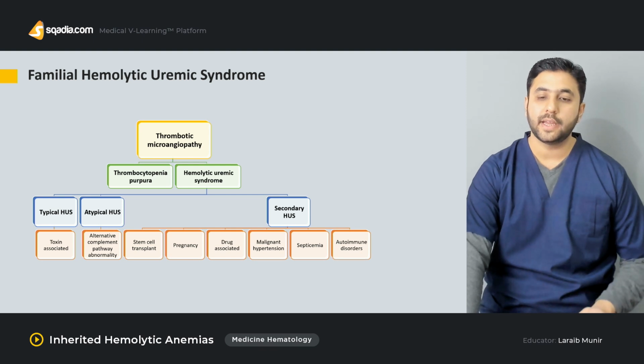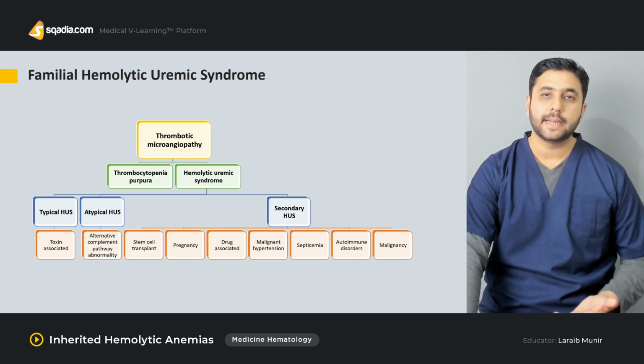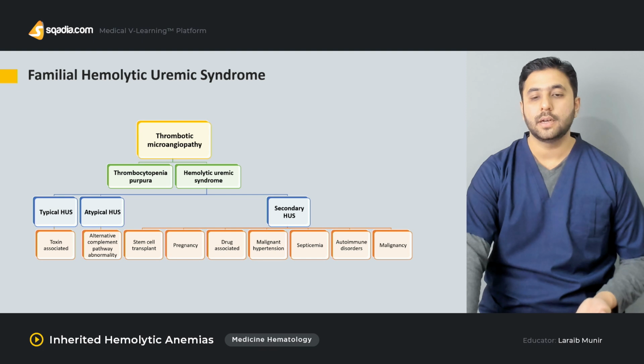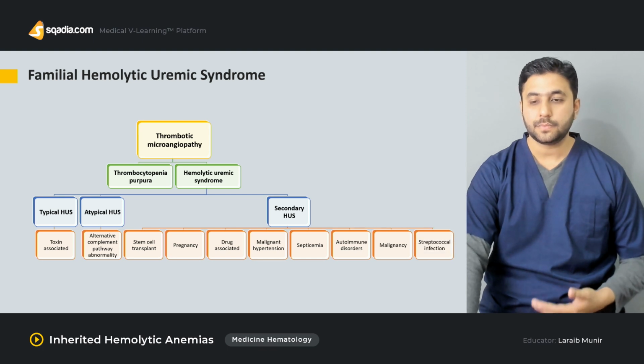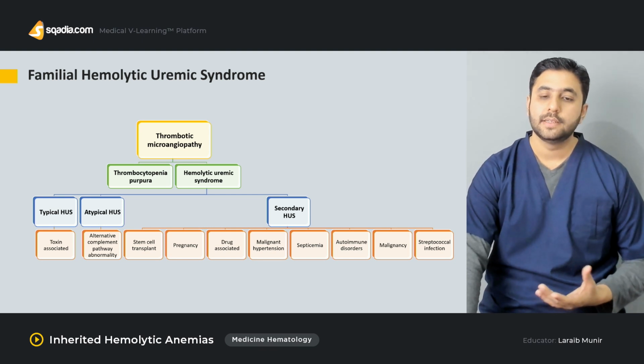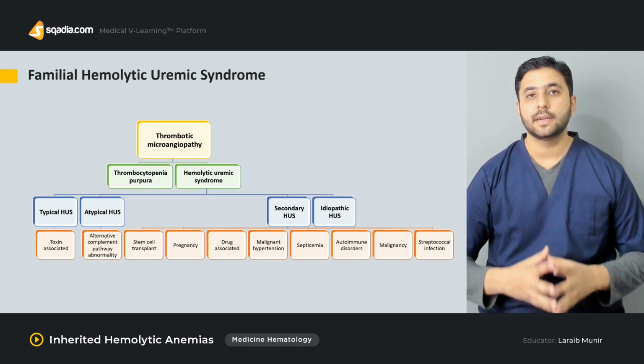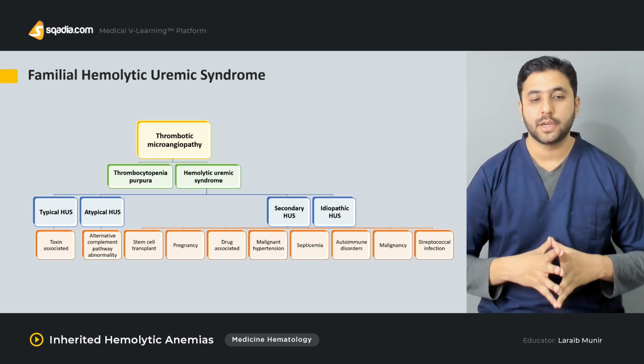Certain rare autoimmune disorders like lupus can also lead to the development of hemolytic uremic syndrome in these patients. Certain malignancies like the leukemias can cause secondary hemolytic uremic syndrome. And finally, streptococcal infections can also lead to the development of secondary hemolytic uremic syndrome in these patients. This is the basic, exhaustive list of the secondary hemolytic uremic syndrome.